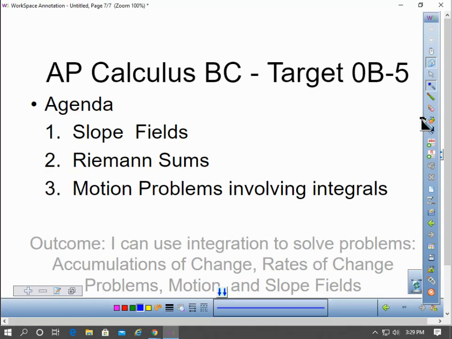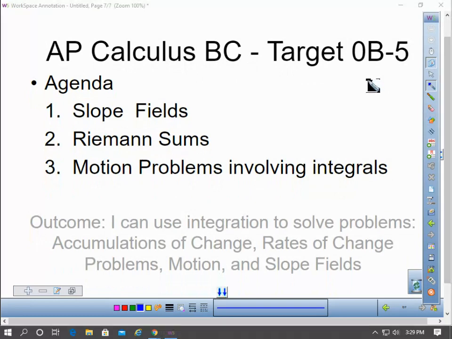All right, we are going to start the next target, which is 0B-5. Reviewing integration stuff. We just got this and one more target 6 to do. So I wanted to review some application stuff like slope fields, Riemann sums, which Riemann sums were pre-area. We'll talk about that in just a second. And then motion problems that involve integrals, not just derivatives.